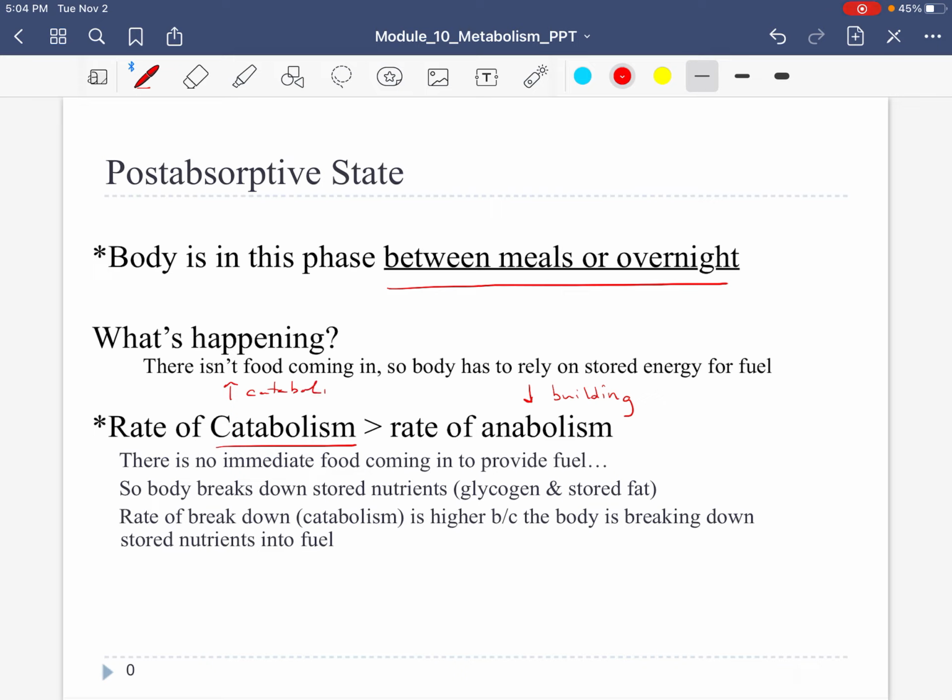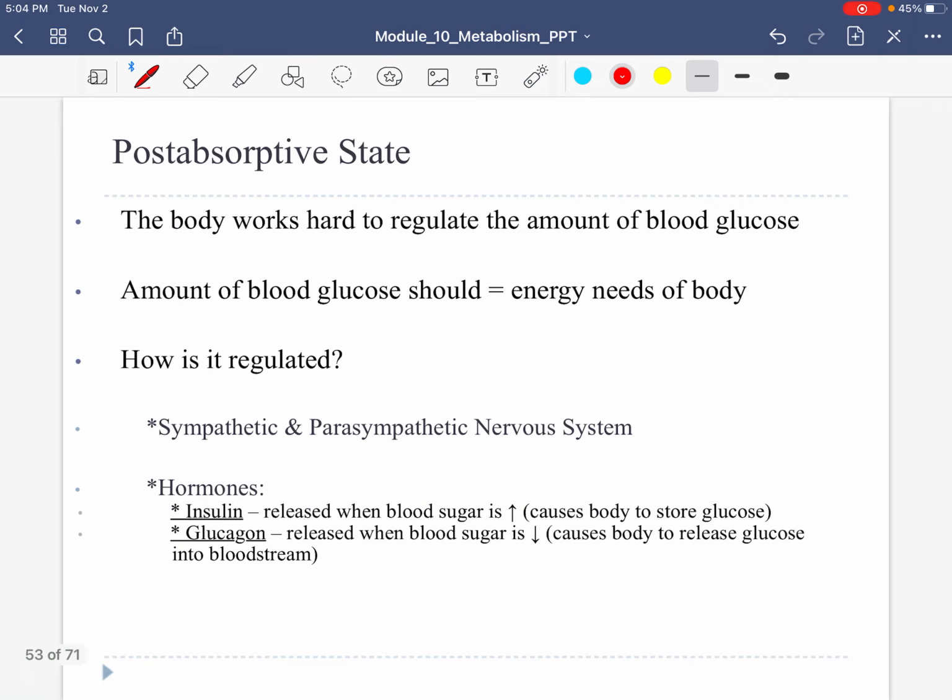And where does the catabolism come from? Breaking down stored nutrients. Because we haven't brought in food recently, your body will start to break down glycogen and stored fat. That's why we get a little bit more rates of catabolism instead of anabolism. There's, of course, much more going on within these, but as a basic introduction, this is really how our body fluctuates.